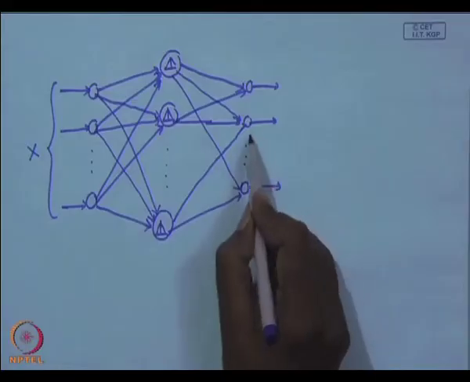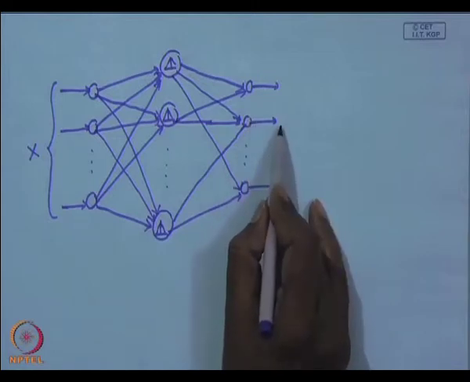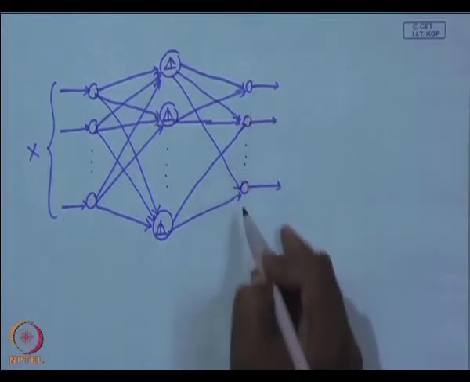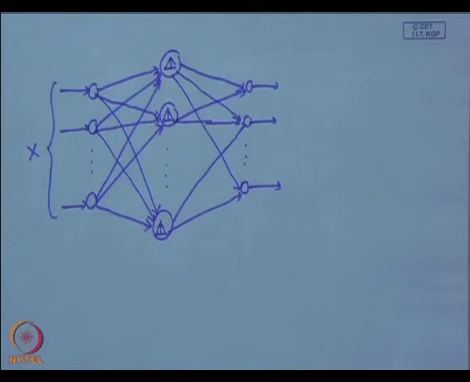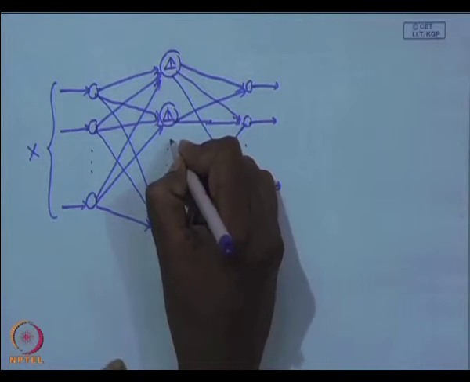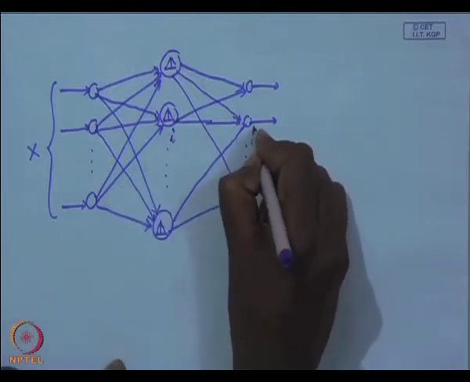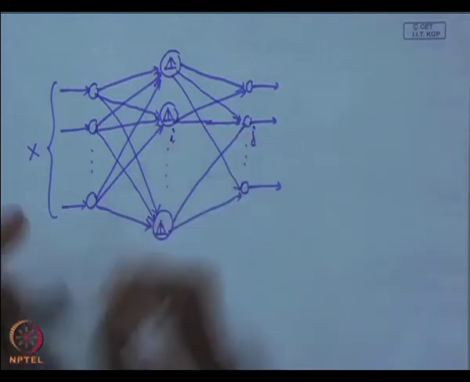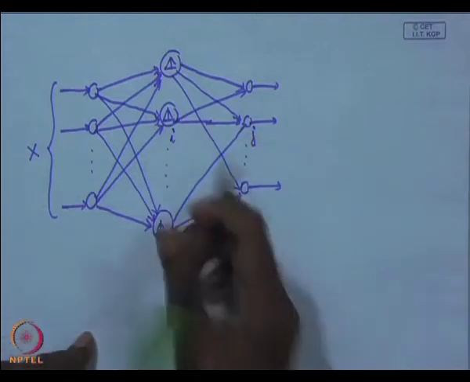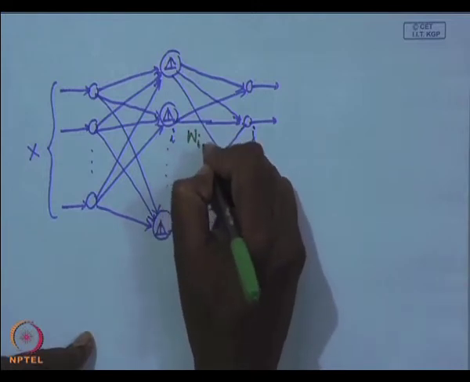So, if my input feature vector x belongs to say the ith class, then the output of the ith output layer node will have a high value, likely to be 1, and the outputs of all other output layer nodes will have a low value, likely to be 0. And I assume that the ith node in the hidden layer is connected to the jth node of the output layer through a connection weight, say W i j.